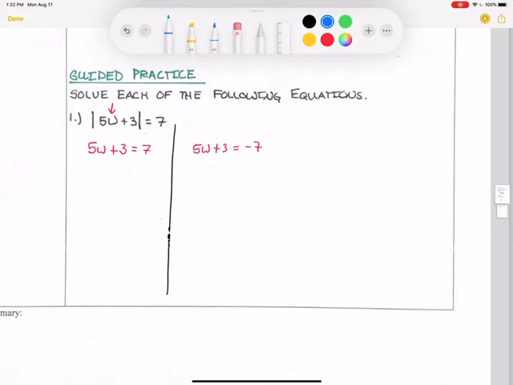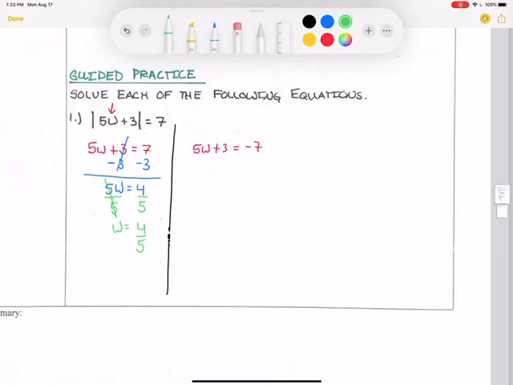I'm going to start with the left equation. To solve, I would subtract 3 from both sides. I have 5w equals 4. Then I would divide both sides by 5. And I have w equals 4 over 5.